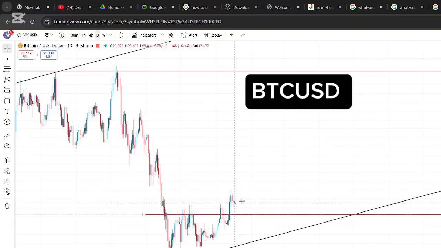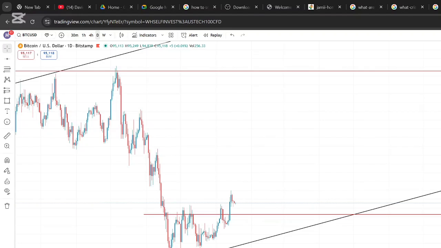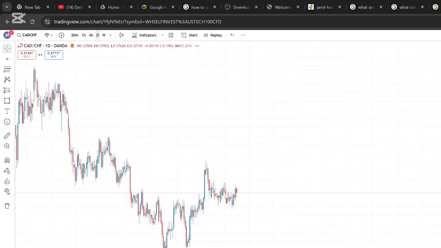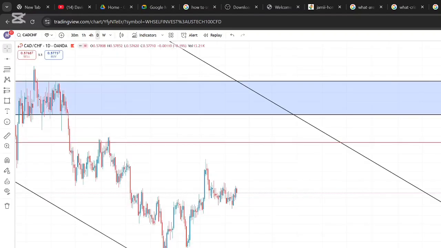Bitcoin, we're waiting for a test around these zones. As I've said, Bitcoin is bullish. Bitcoin will be bullish for a minute, and we're going to see some nice pips from that. And we're back where we started.